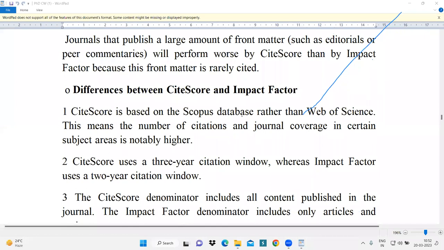Cite score is based on the Scopus database rather than Web of Science. I showed you the Web of Science in the previous class. So this cite score has a much broader scope, because Web of Science is covering the science subjects mainly, and cite score through Scopus is covering a much broader scope. So this means the number of citations and journal coverage in certain subject areas is notably higher.